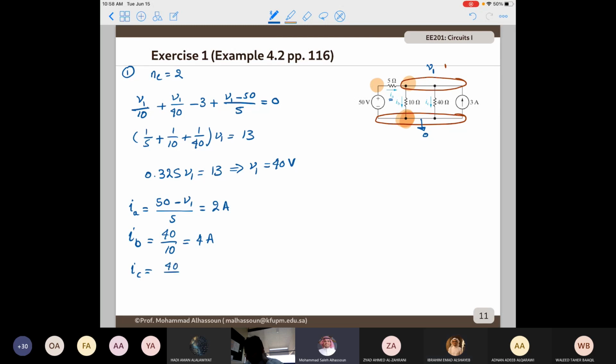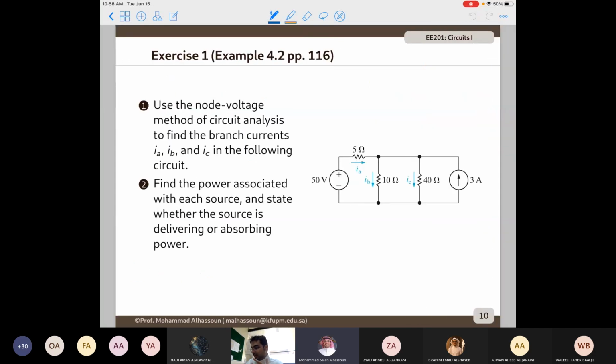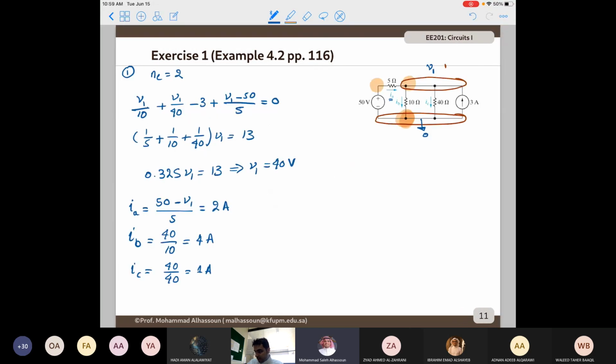It's 40 over 40, which means 1. This is going to be 1 ampere. So we saw that the original question was asking us to find IA, IB, and IC. If we use the node voltage method, then we'll find V1, and from V1 we can apply Ohm's law. So all we did here was apply Ohm's law, and from Ohm's law we found the values of IA, IB, and IC.